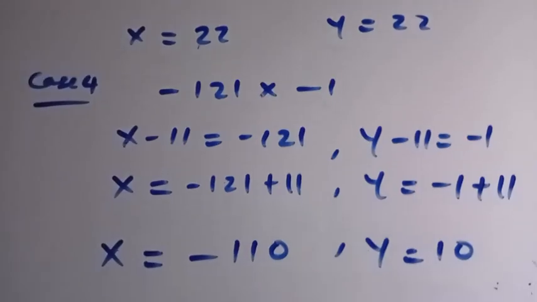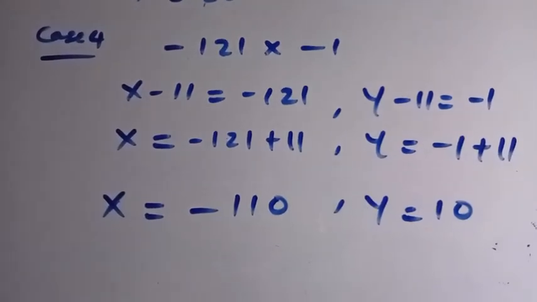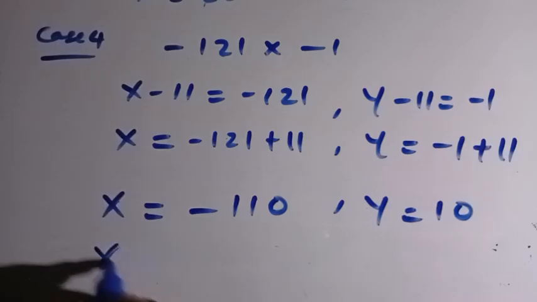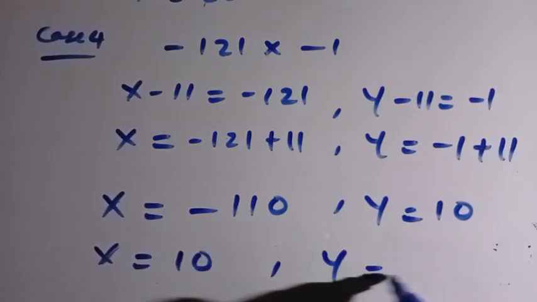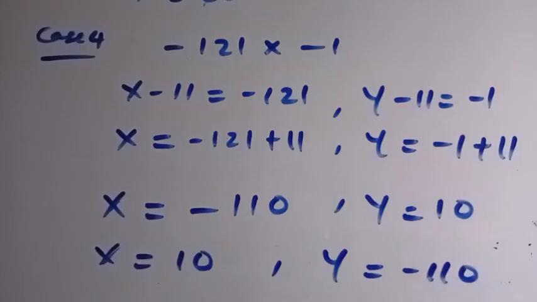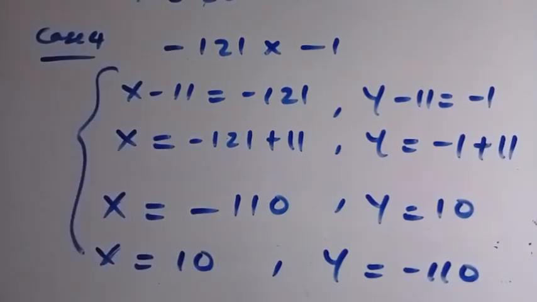Then when we check for the other cases of this, we are still going to see that x here will be 10, and y here is minus 110. But there is something on this case 4. I want to drop the comments in the comment section to see what is wrong with this case 4.